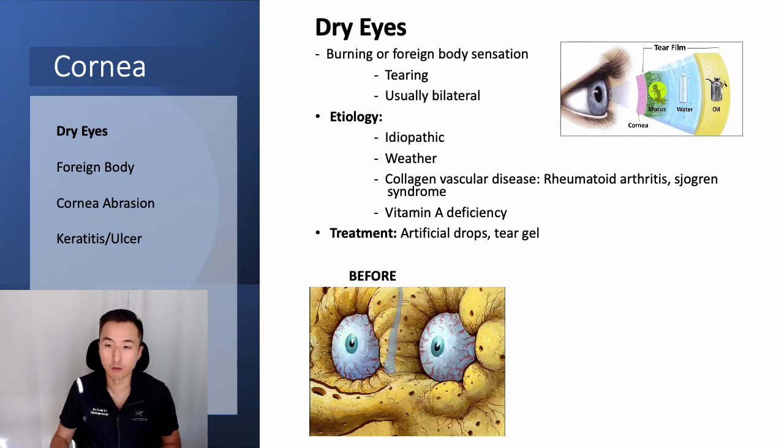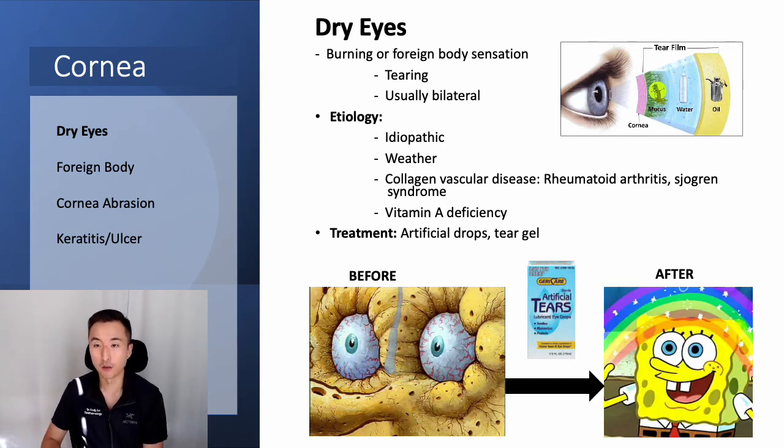Oftentimes, a patient's redness and pain could be just due to dry eye. So always keep this as a possibility, but rule out all the other things first, because these patients can have red eyes that are very, very painful, but you need to make sure that it's nothing else before you default to the patient just having dry eye.